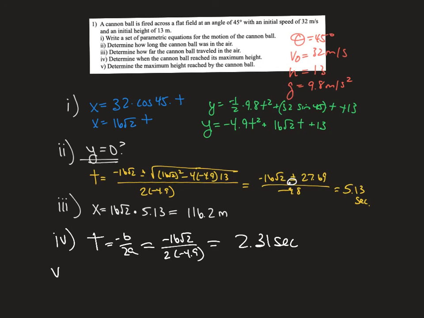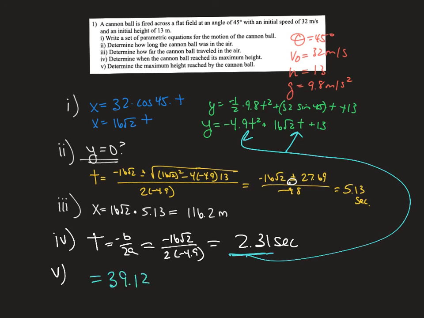All right, so for part 5, determine the maximum height reached by the cannonball. So what you're going to do is take your time and plug it into here and here, right? So that you can actually find that. Guys, I'm not going to write that out as long as you don't mind, because it's really just plugging it in there, and you'll just go to your calculator to do that. So it's really going to be 39.12 meters.